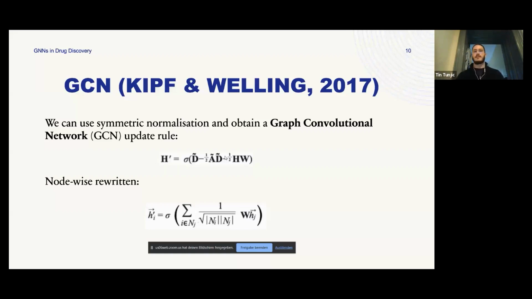You can also see a node-wise rewritten rule, which is basically just this: N(i) is the neighboring nodes of i, N(j) is the neighboring nodes of j, and we just sum up those things and obtain, of course, with the activation functions, the next latent representation.